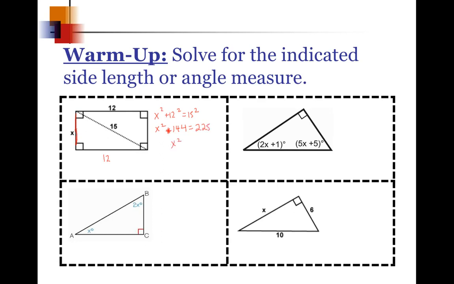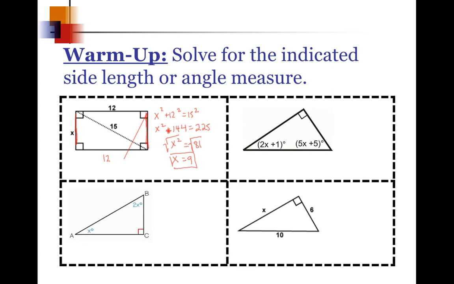When you subtract 144, do you get 169? Oh, no, you don't. Sorry, I just had a moment there. You get 81. And then when you take the square root of that, you get 9. Right? So then we get x is 9, which is also this side length, right? That would also have a length of 9.